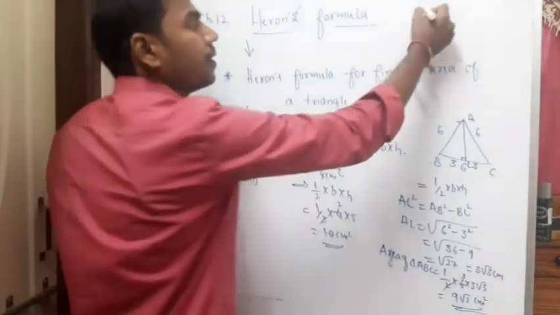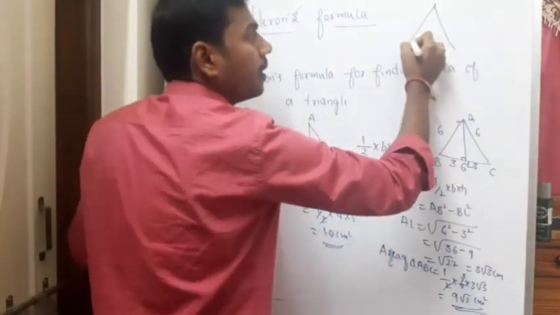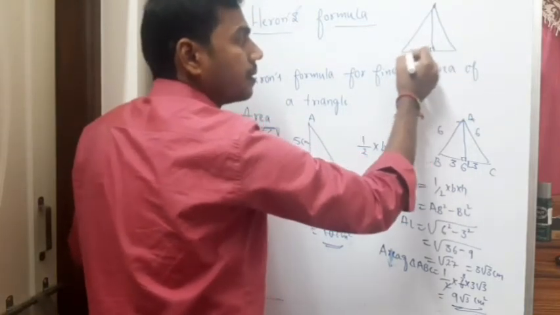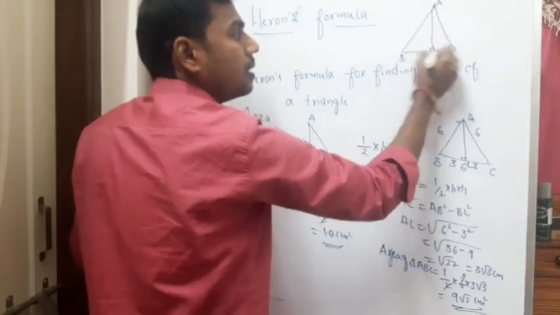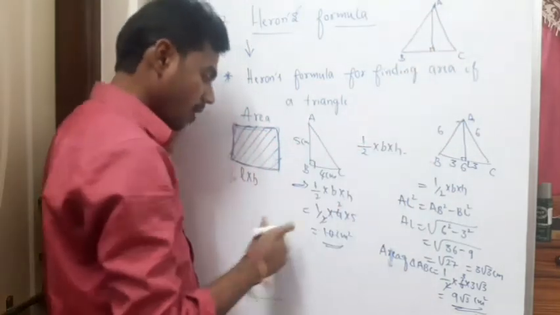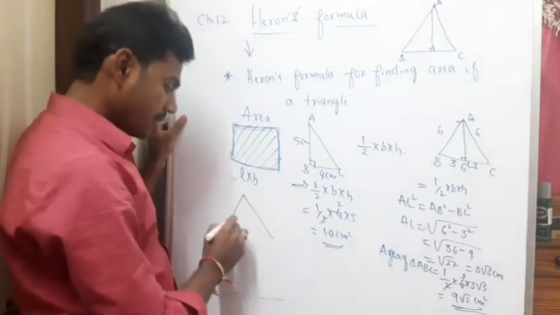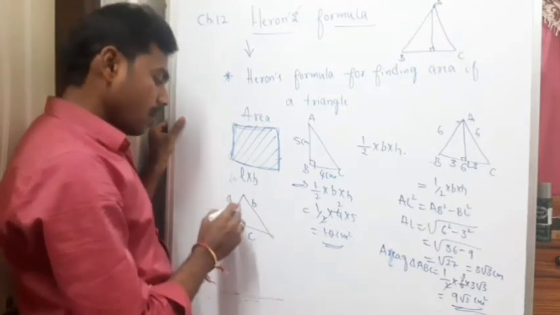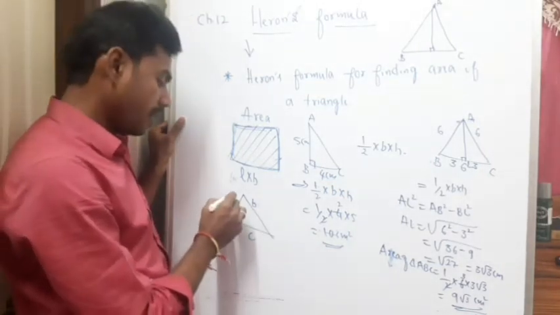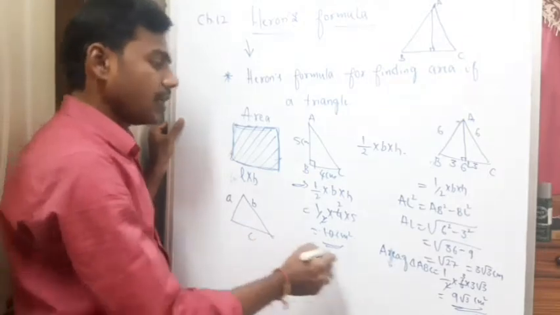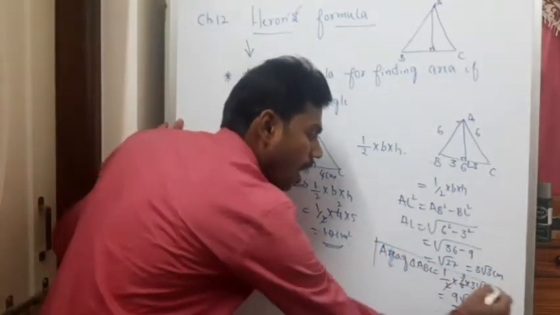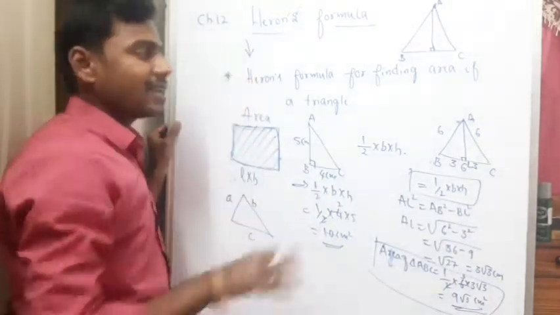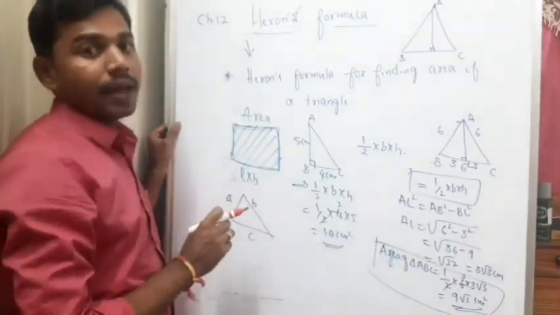Even in case of an isosceles triangle, you can draw a perpendicular like this in triangle ABC and find the height. But in case of a scalene triangle, wherein it will have three different lengths, the formula half into base into height will not work. In such a case, we are going to use Heron's formula.